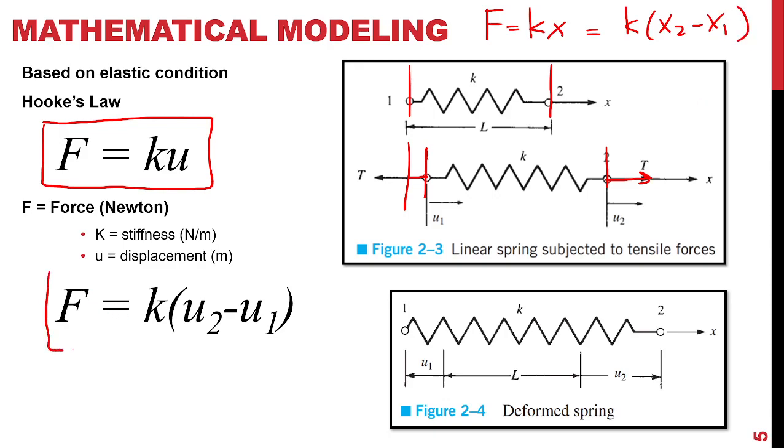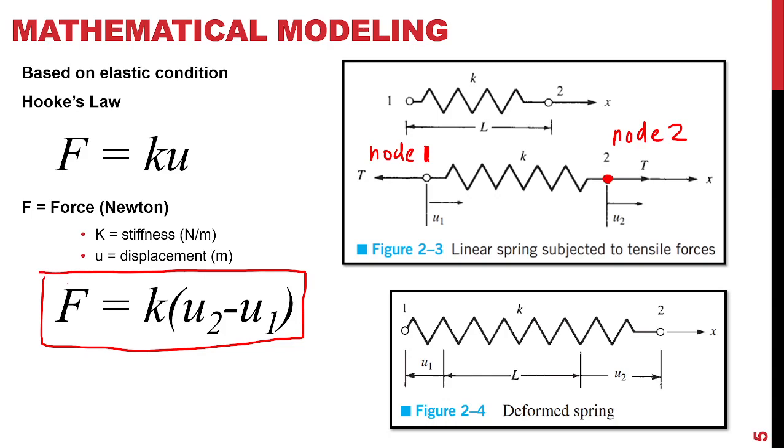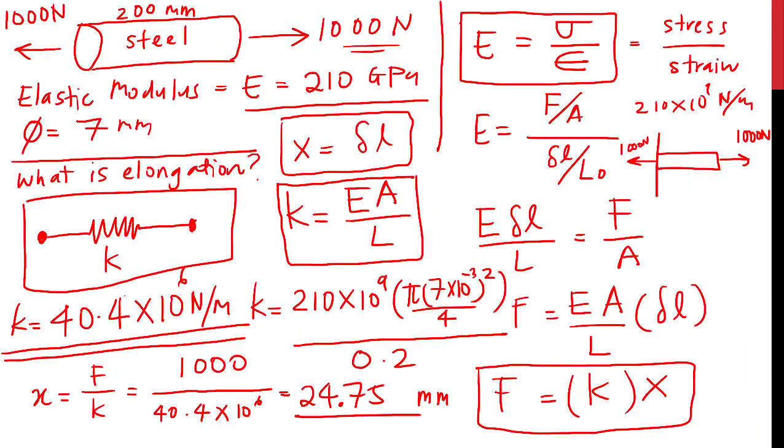Ataupun kita pakai ni senang, U2 tolak U1. Kita tak nak confuse letak X tak nak. Kita pakai U je. So U2 is the node. Ini kita panggil node, N-O-D-E. Ini panggil node 2. Yang ni kita panggil node 1. Berapa displacement node tu tolak dengan displacement node 1, kamu akan dapat berapa force dalam spring tu. So this is the formula that you use to solve a lot of finite element problems lah.